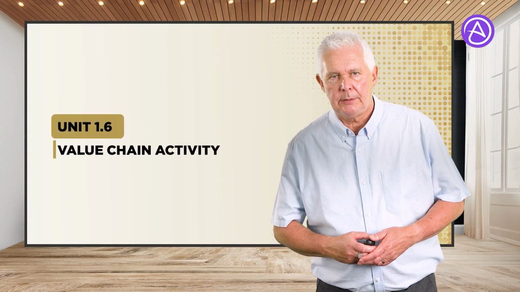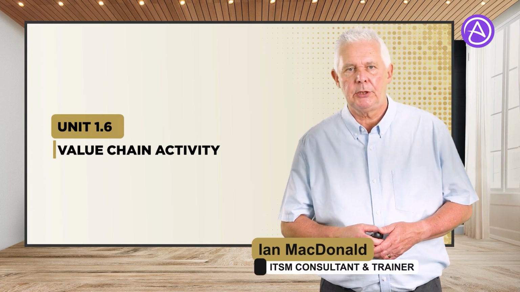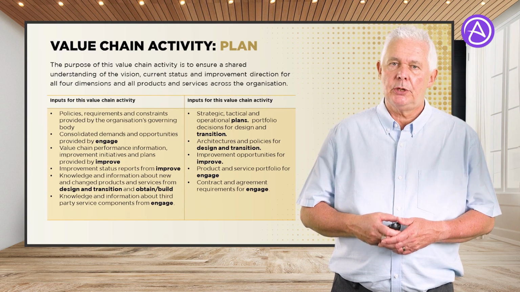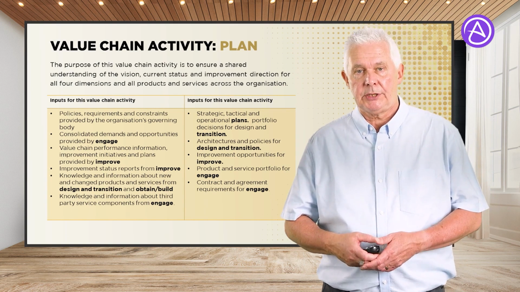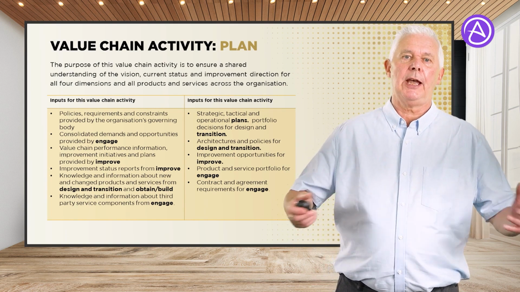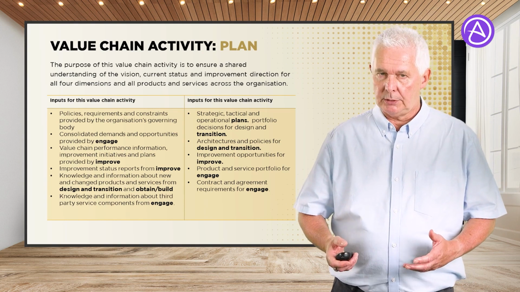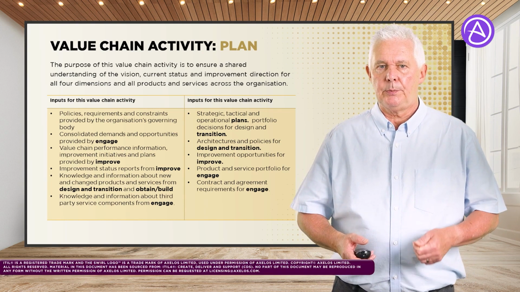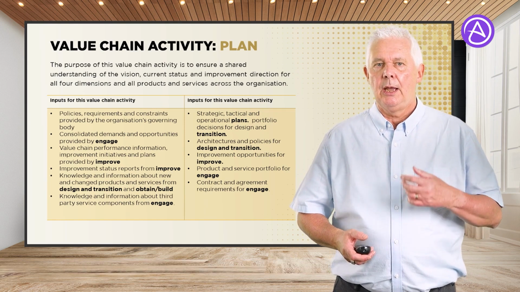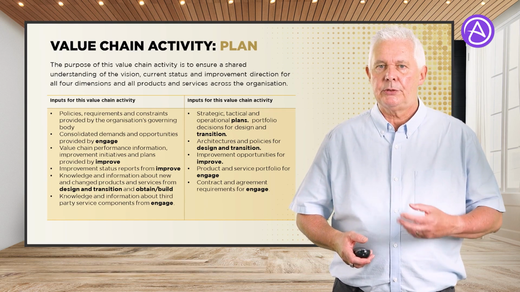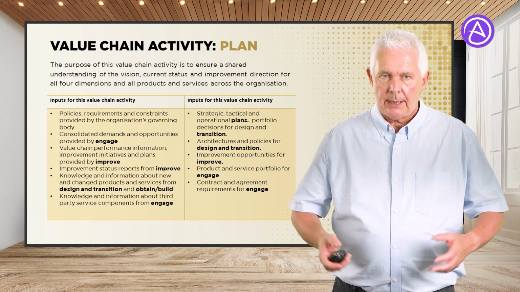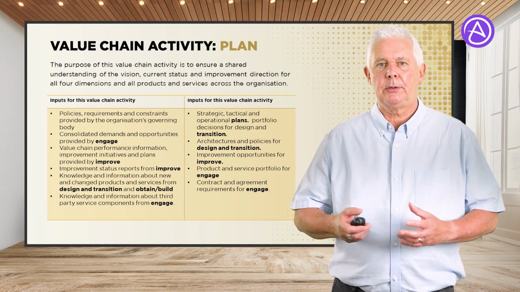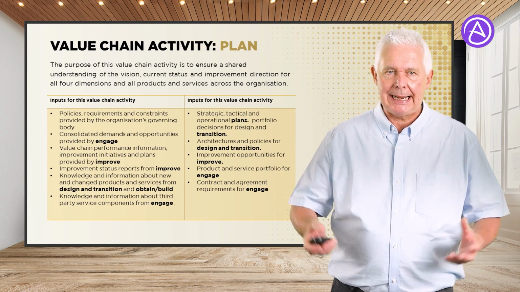So now let's look at the value chain activities, and let's look initially at plan. The purpose of this value chain activity is to ensure a shared understanding of the vision, current status, and improvement direction of all four dimensions and all products and services across the organisation. So all the things we're looking to do around our organisations and people, our information technology, our partners and suppliers, our value streams and processes. This is where we have the planning activity. When we're looking to do things to our products and services, this is where we do the planning activity.